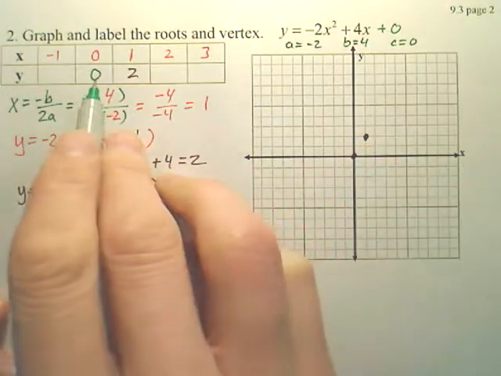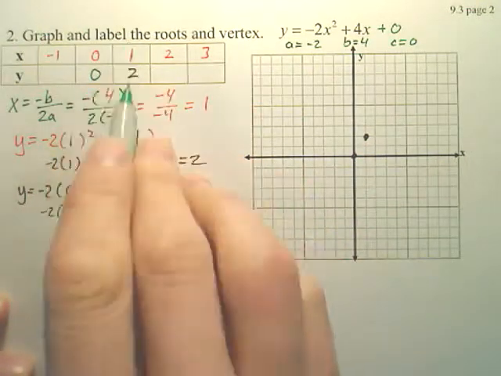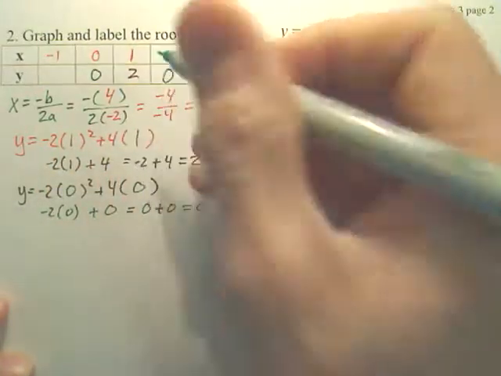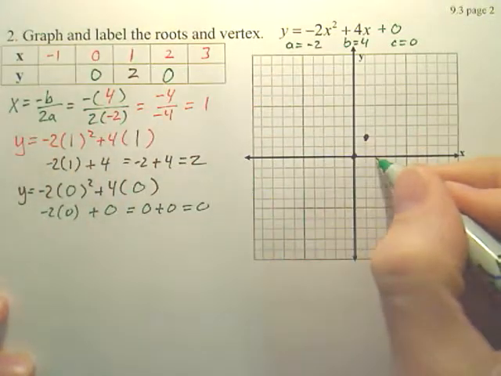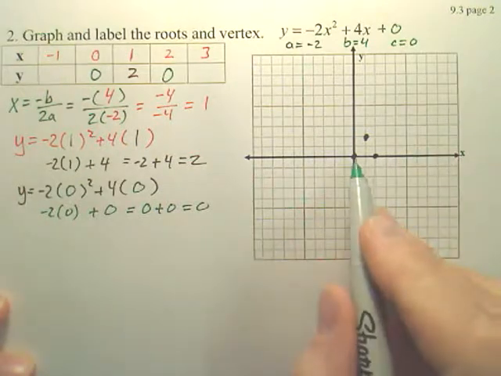Now remember the symmetry. If this is 0, this is the line of symmetry, so is this. So this value is also going to be 0. So at 2, we're also going to be up 0. So there's 2 more dots.